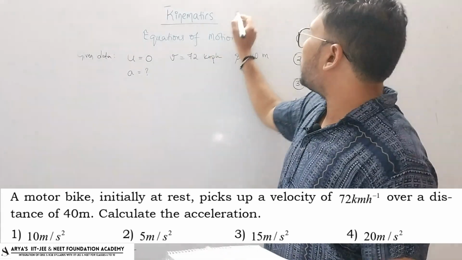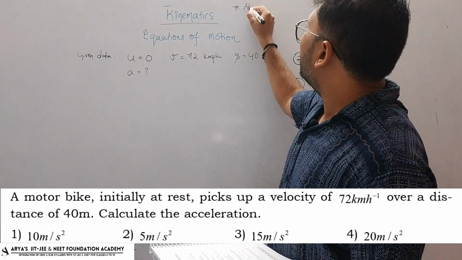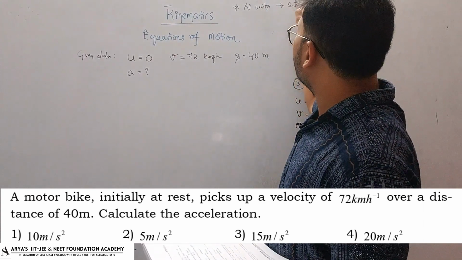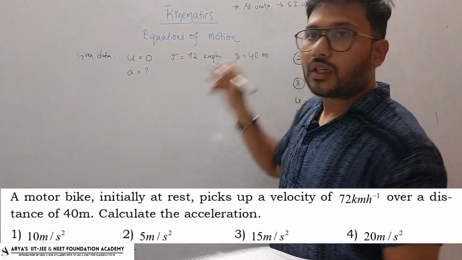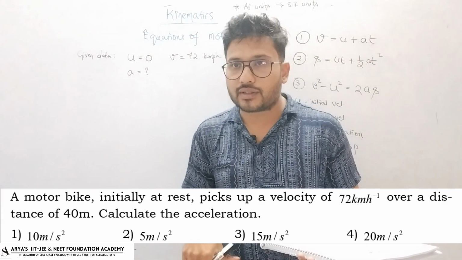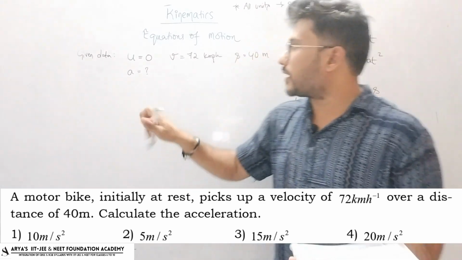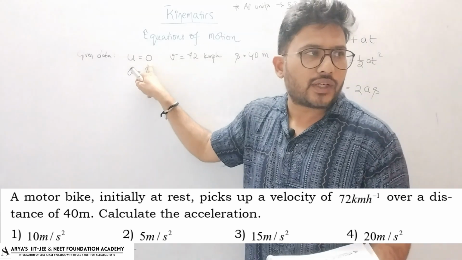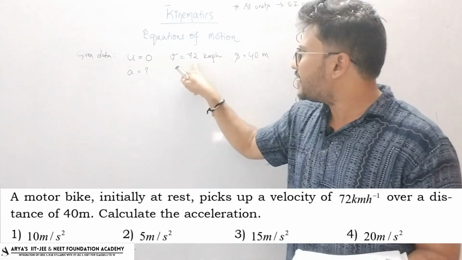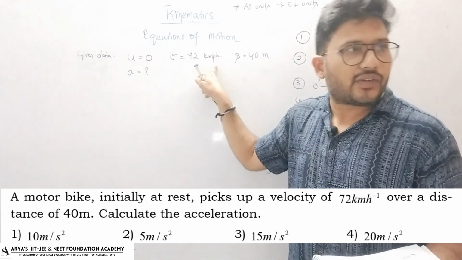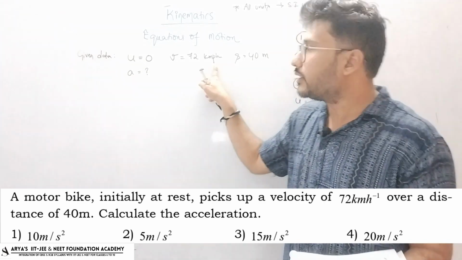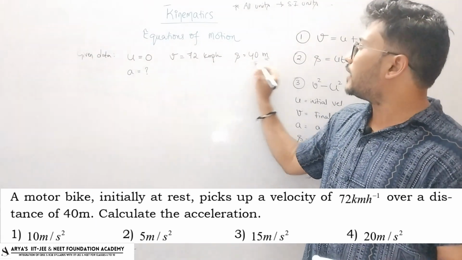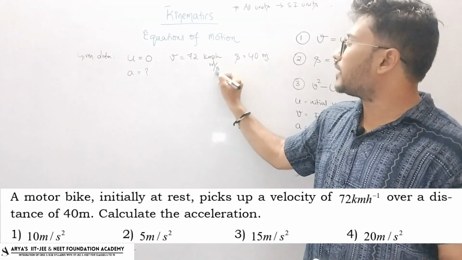Now only one major point, all units must be SI units. All units must be SI units. Now we have to check. U is 0, whatever the unit may be, it is 0 only. V is 72 km per hour. S value they gave in meters. If it is in meter, this should be in meter per second.